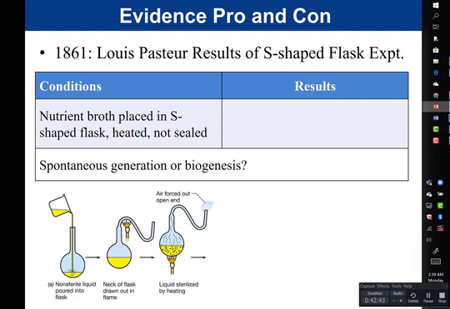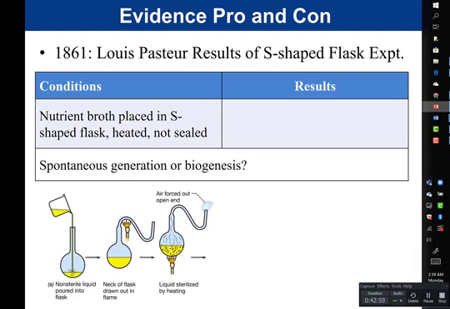And is it going to be able to grow? The answer is that if you boil that liquid, you're killing off any microbes that could be in the broth. Air can still get in.